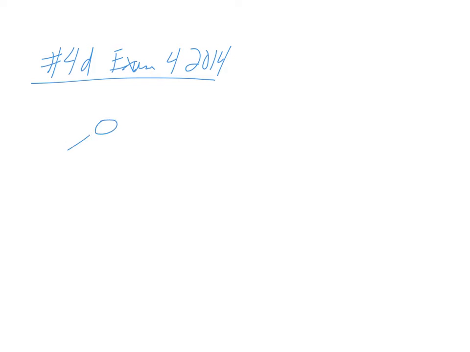All right, doing number 4D from exam 4 from 2014. So in that case, we have an oxygen here and a plus charge. So first thing we want to do is add in our lone pairs. So oxygen should have two lone pairs. So the question is, determine whether the following compounds are aromatic, anti-aromatic, or non-aromatic.